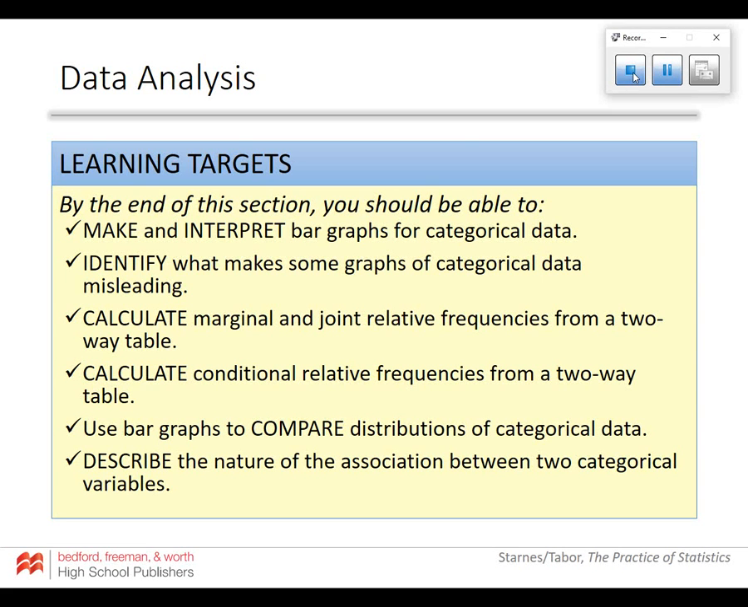We're going to talk about how, on two-way tables, to calculate marginal and joint relative frequencies and conditional frequencies, and how to use bar graphs to compare distributions of categorical data. And then we'll also talk about how to describe the nature of an association between two categorical variables. Okay? So we have a lot to cover.